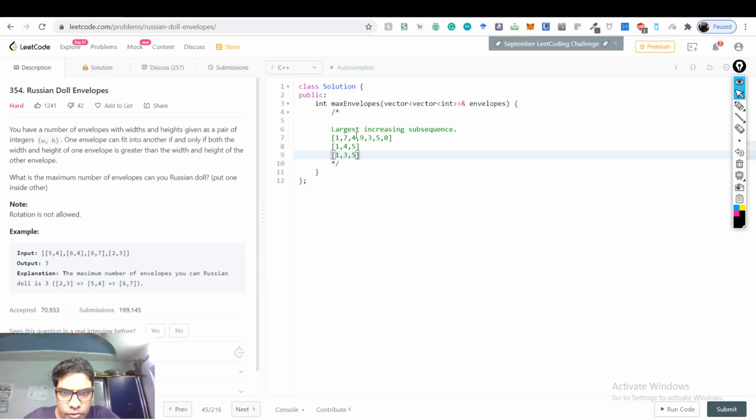4 and 9 is a possibility, and 7 and 9 is another, but these are shorter. So there are no other longer possibilities. Maximum you can have a length of 3. The largest increasing subsequence here is 3, right? You can have more than one subsequence of length 3, but the length is 3. So this is exactly this problem, but in 2 dimensions, right?